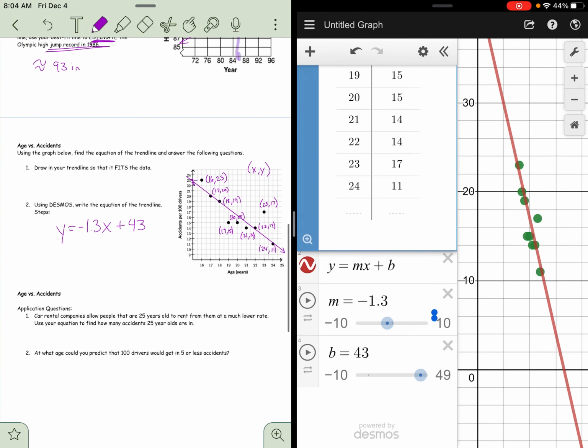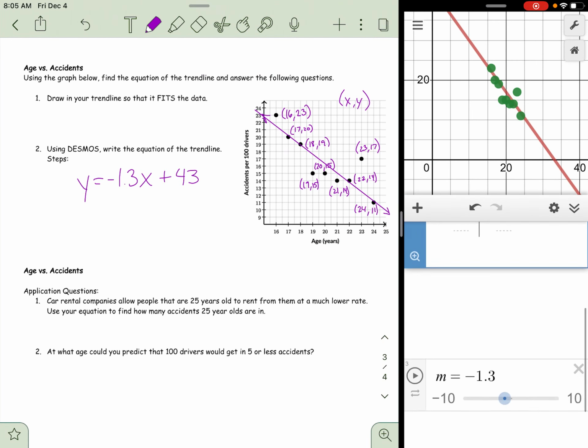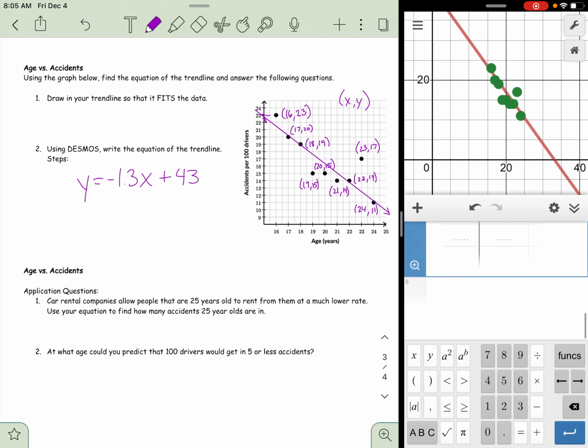All right. Last two questions here, and then you can get onto your exit ticket. Car rental companies allow people that are 25 years old to rent from them at a much lower rate. Use your equation to find how many accidents 25-year-olds are in. Okay, so now that we have our equation, we can basically just solve using Desmos again. But we want to plug in a 25-year-old, and we want to see how many accidents he has.